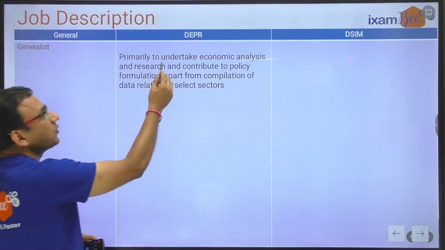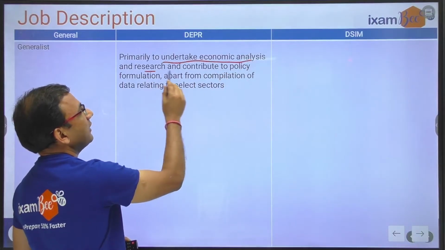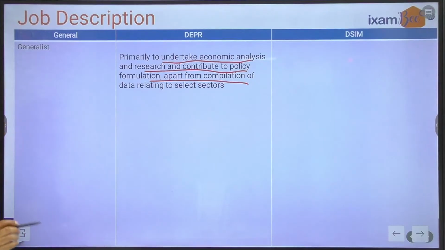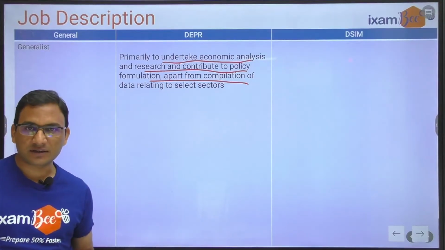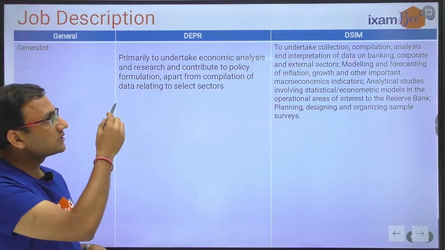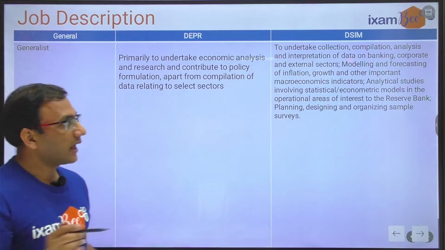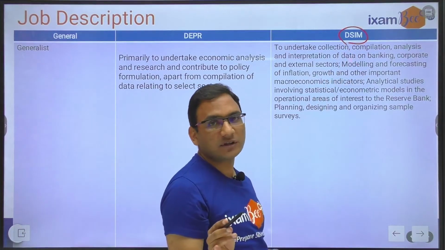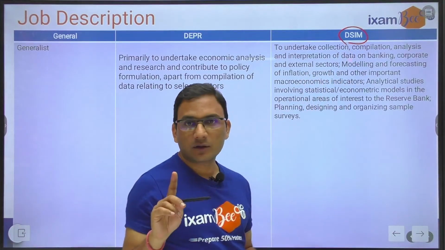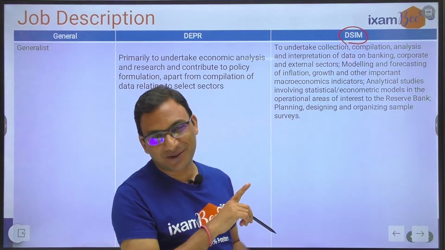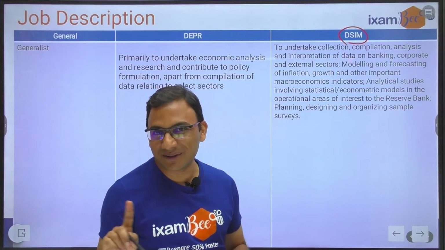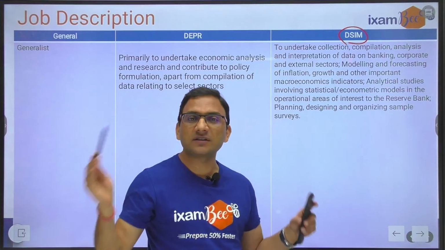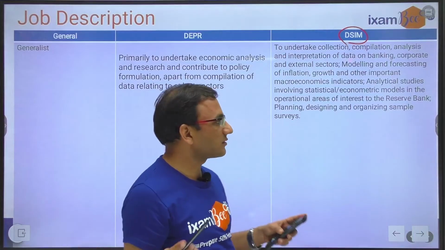DEPR is primarily to undertake economic analysis and research and contribute to policy formulation, apart from compilation of data relating to selected sectors. So as the name suggests, economic policy and research, and here it is more about the data, because statistics and information management. Don't get confused with the communication department. Information management is not the communication department, which is very different in RBI. Here information is the data about the economy, the banking system, the financial system.